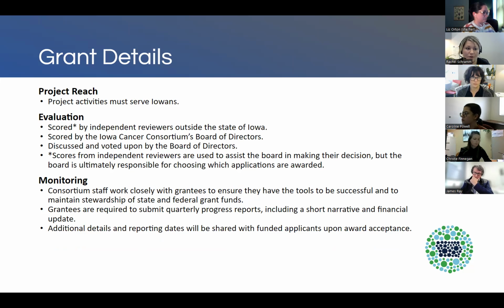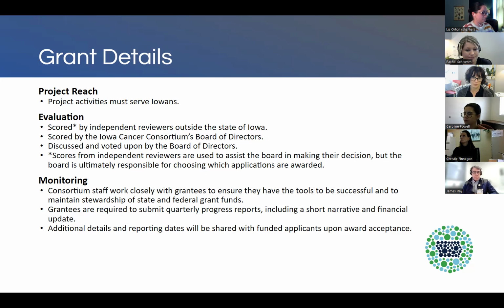As far as project reach, the project activities must serve predominantly Iowans. As far as evaluation, we send out all of the applications we receive to independent reviewers outside of the state of Iowa. Usually we have between 3 and 5 outside reviewers score these grants. They're also scored by our board of directors and discussed and voted upon by the board. The scores from the reviewers across the United States are used to assist the board in making their decisions. However, the board is ultimately responsible for choosing which applications are awarded.